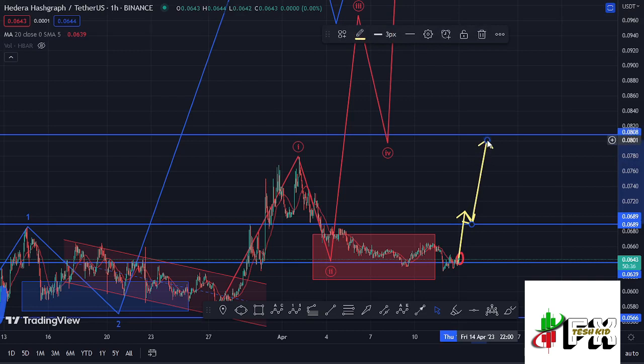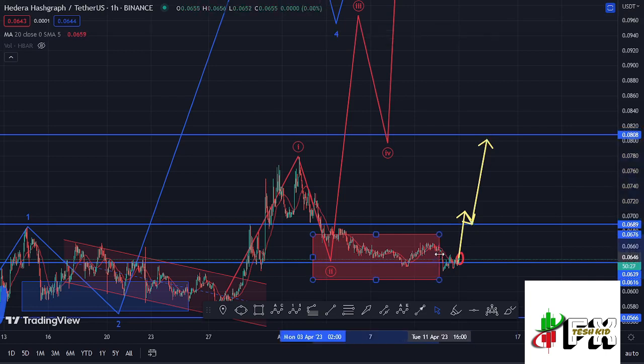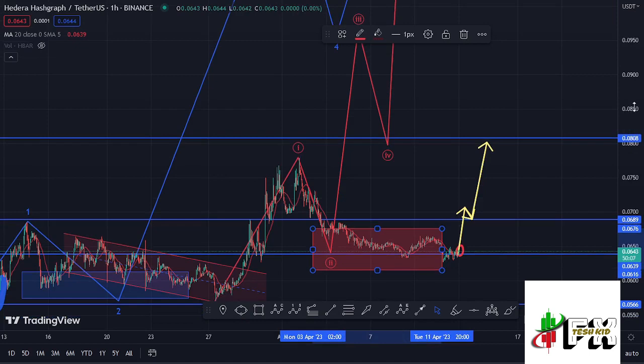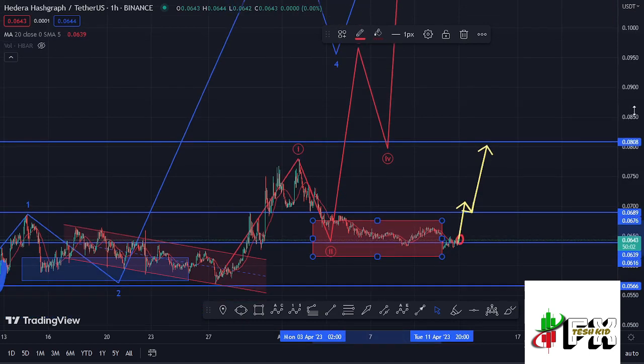So those are the key moves that we need to continue keeping our eyes on here on the Hbar chart. And we also need to continue holding within this red target area, which lies between the $0.067 mark and the $0.0618 mark. And as long as we are holding within the red target area, there are high chances that we are going to see the reversal to the upper side in the formation of that wave 3.